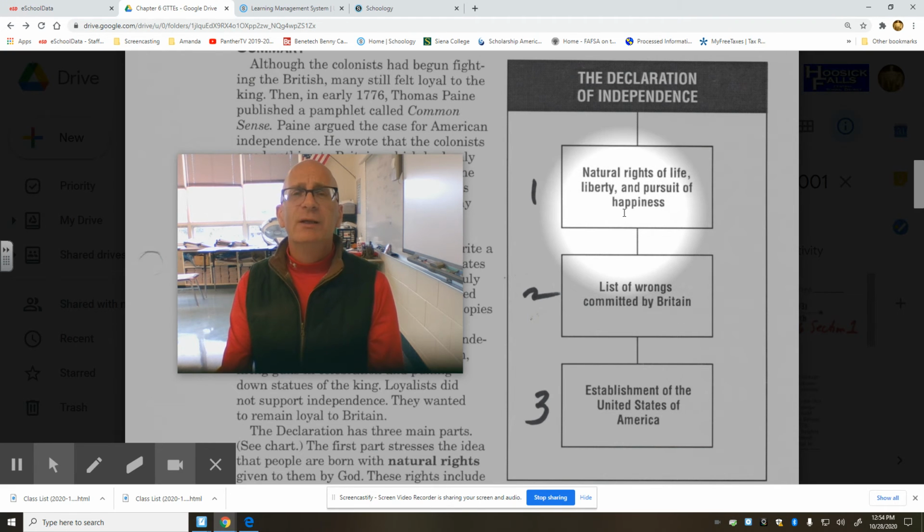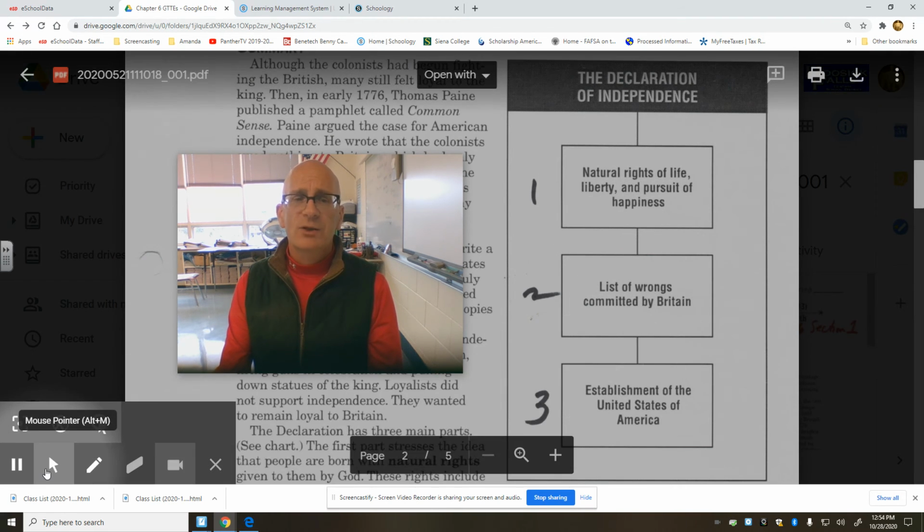I will have a copy in one of the classes that we study this week on the Declaration. I will pass a copy around so you can look at it and read it. But it is a short document, three sections, 1, 2, and 3. And let's go now to our questions at the bottom of the page.